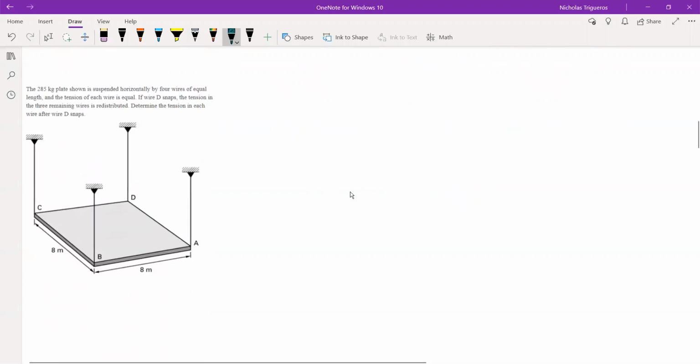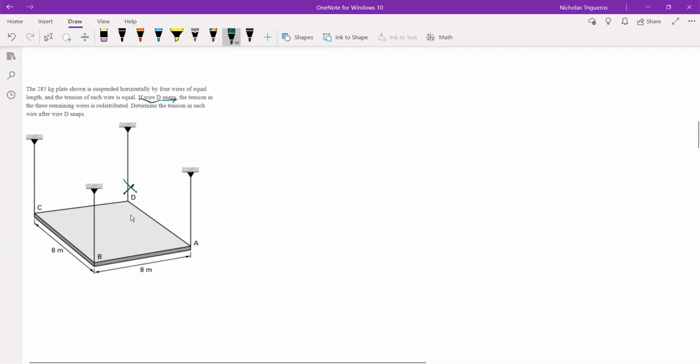All right, let's look at this one. This is on one of the quizzes, actually. A 285 kilogram plate is suspended horizontally by 4 wires of equal length. Tension on each wire is equal right now. If D snaps, like this one right here, the tension in the 3 remaining wires is redistributed. Determine the tension in each of the wires after D snaps.